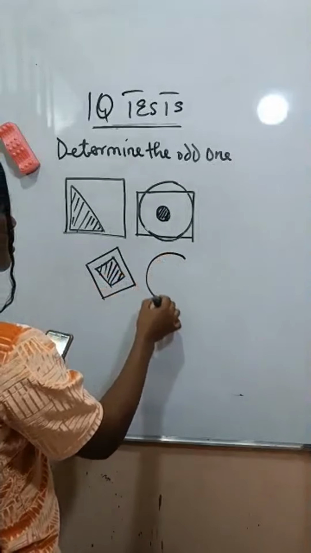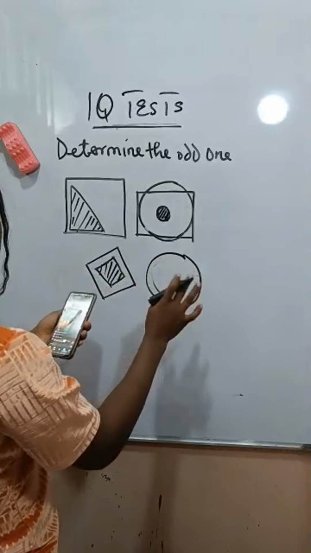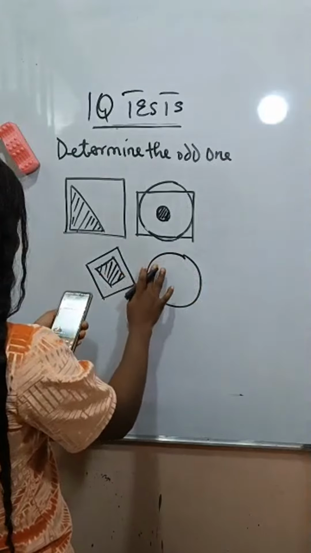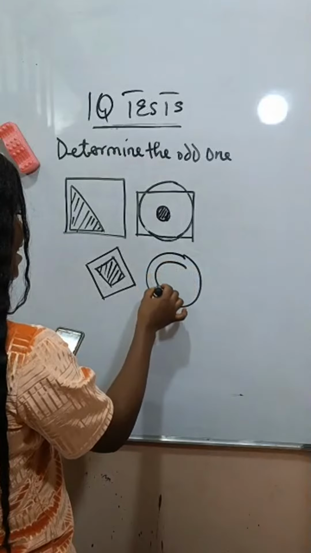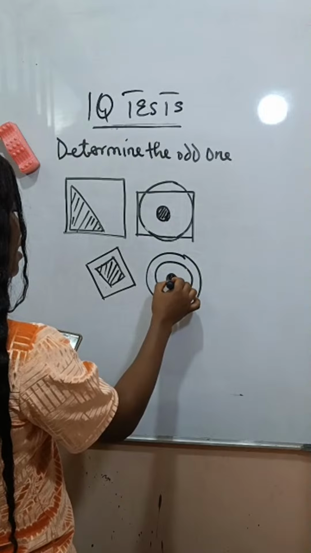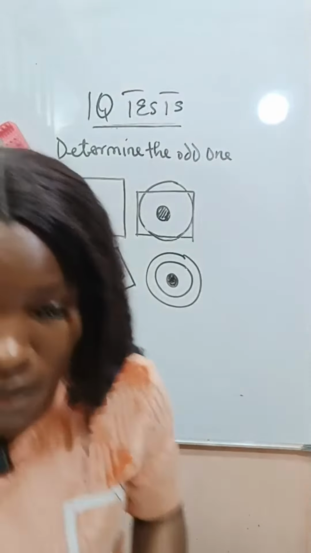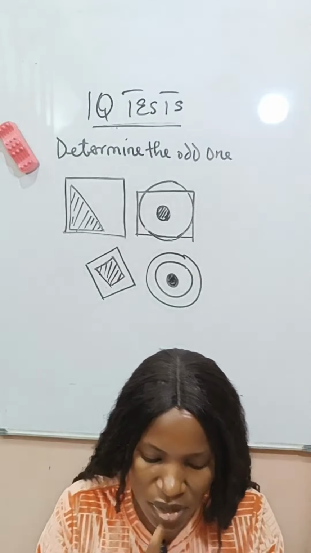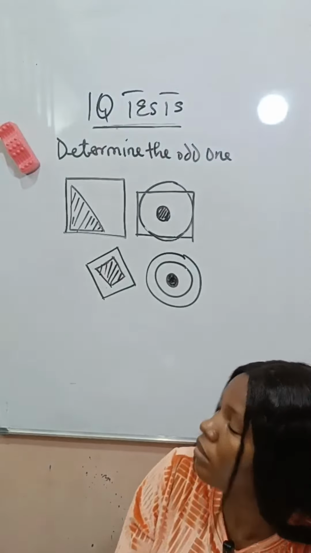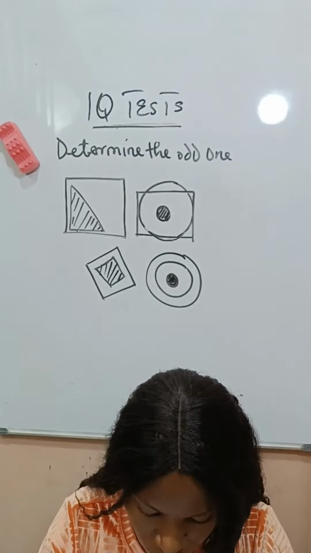Then we have this. We have another circle. Please, this is a freehand sketch. And this is shaded as well. So determine the odd one.